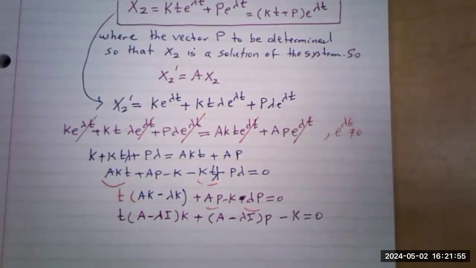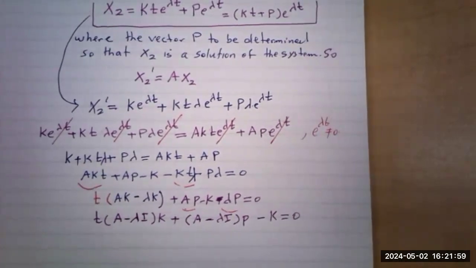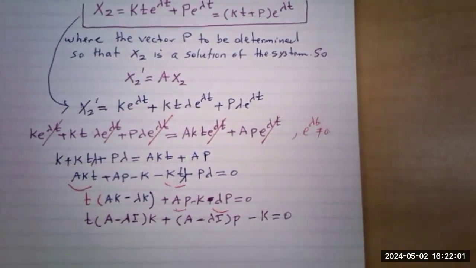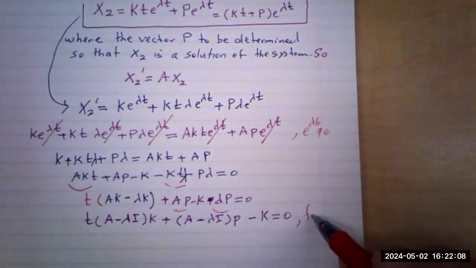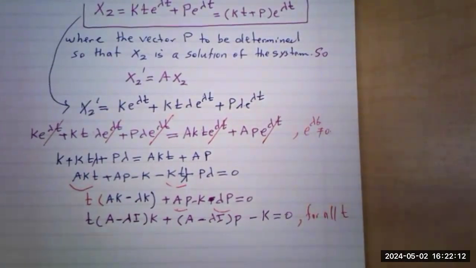I want to arrange it as a polynomial, if you like. This is going to be the case. Now this equation depends on t, so this is true for all t. Since it's true for all t, it's like an identity. So to the left is a polynomial of t, a linear polynomial of t. On the other side, I have zero.